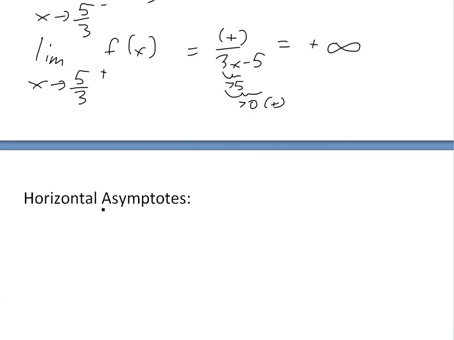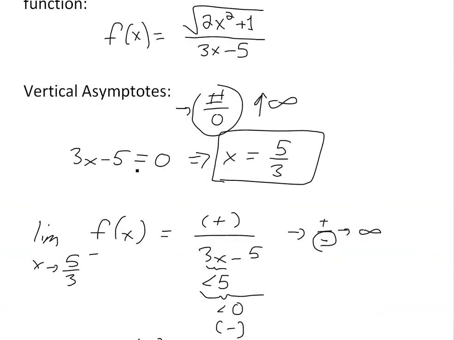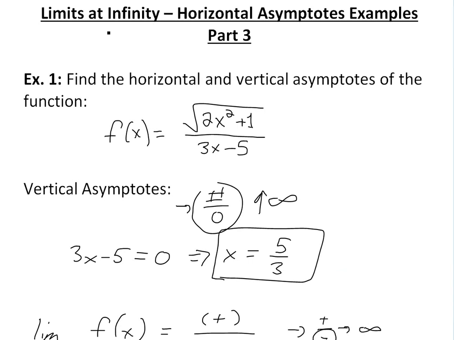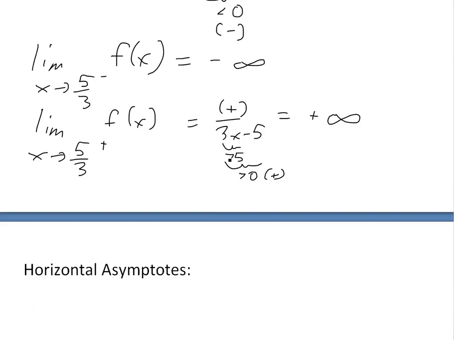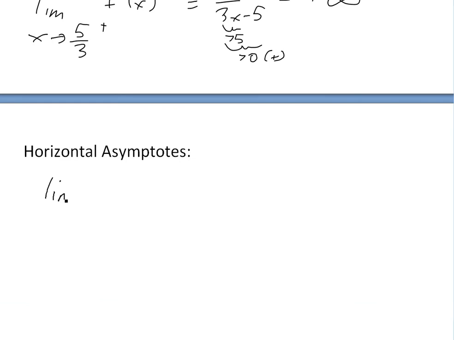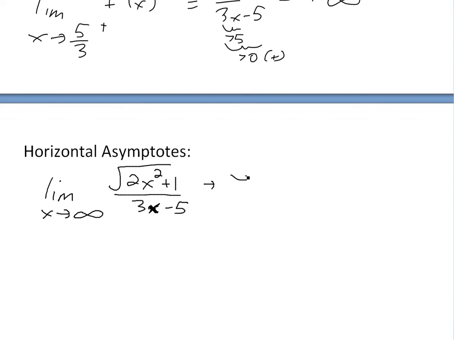And now let's look at horizontal asymptotes. For a horizontal asymptote, we just have to look at the limits at infinity, or when x goes to positive or negative infinity of this function. So let's look at positive infinity first, and let's see if we get a limit or a horizontal asymptote. So limit as x approaches positive infinity of square root 2x squared plus 1 divided by 3x minus 5. If you try to put in positive infinity, the top part is always greater than 0, so it approaches infinity on the top, and on the bottom also, 3 times infinity gives infinity.